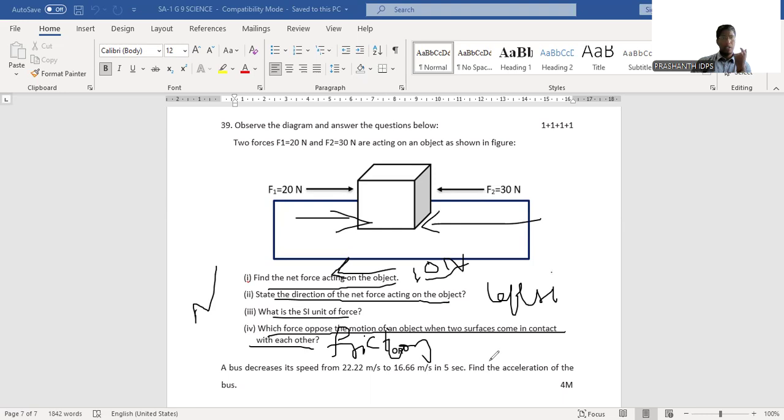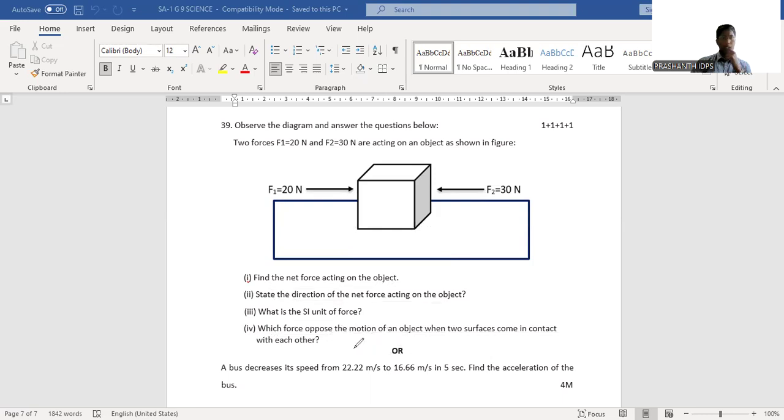Next. Okay, you have an internal choice. Here you need to see, I did not mention it. If I would have asked to write either 4 or another one, I'll definitely mention here, write either 4 or the next question. But here I did not give any instructions. So it means either you may write this 39th question or this question. Both carry 4 marks.